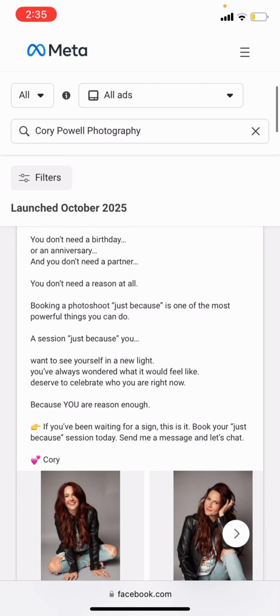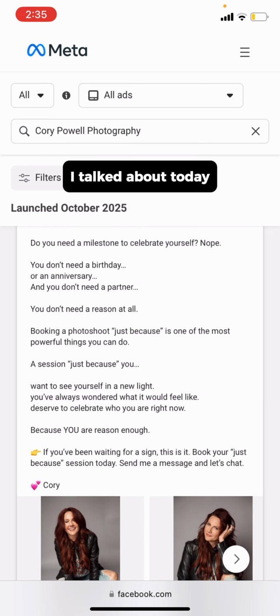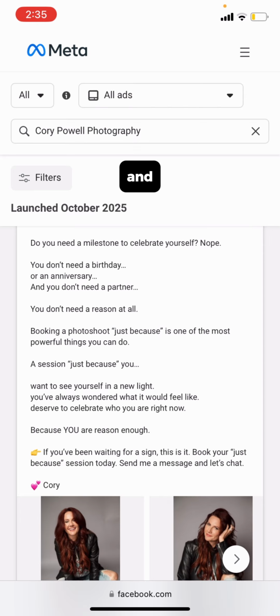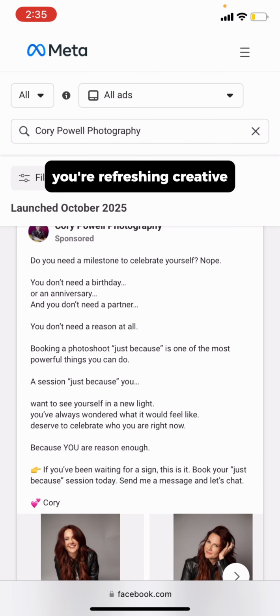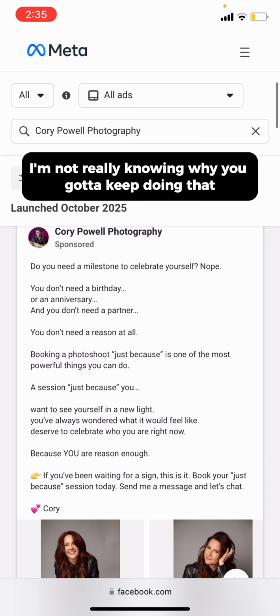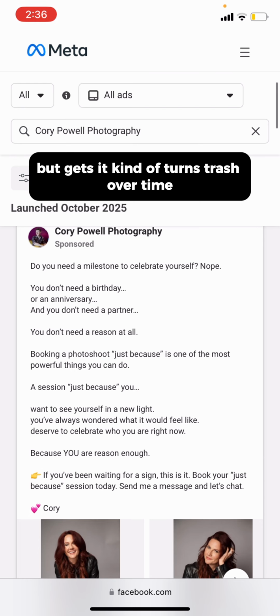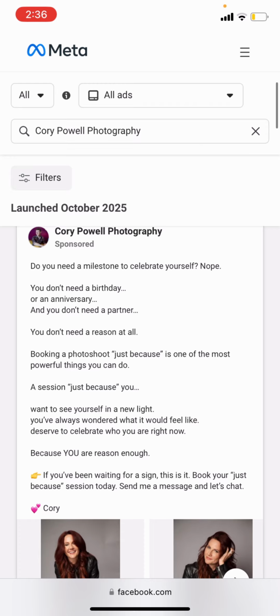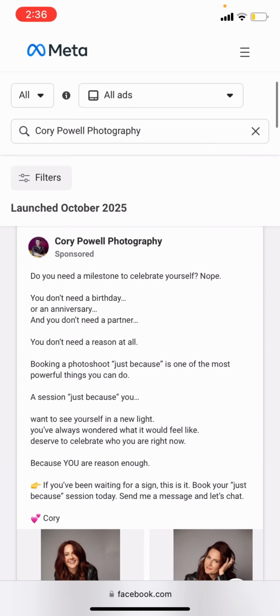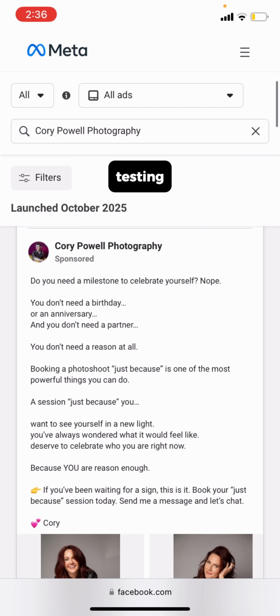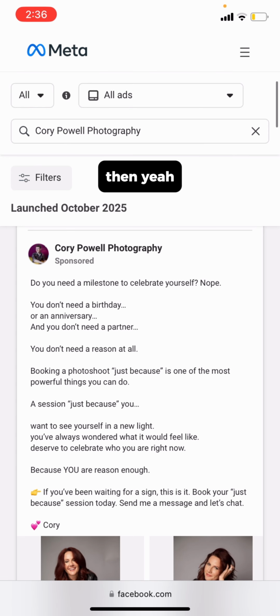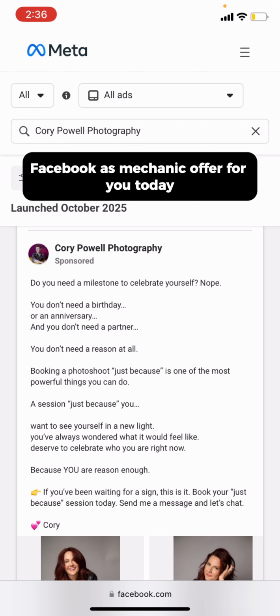So if your boudoir Facebook ad is dealing with all these mistakes I talked about today, and you're dealing with ads dying, ads burning out, you're refreshing creative, not really knowing why you gotta keep doing that, or why the ad starts out good but kind of turns trash over time, and you want better ads that sustain and scale, grow the business, more sales, more revenue, more popularity in your social circle, without trying to read hundreds of books, watching marketing YouTube videos, testing, trying to find a system that works all on your own, then yeah, I do got a Boudoir Facebook Ads Mechanic offer for you today.